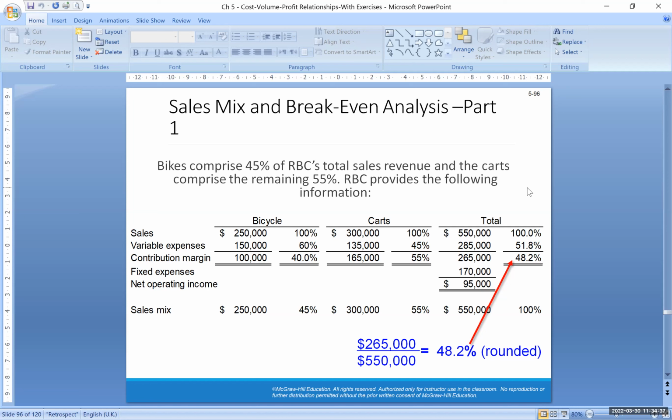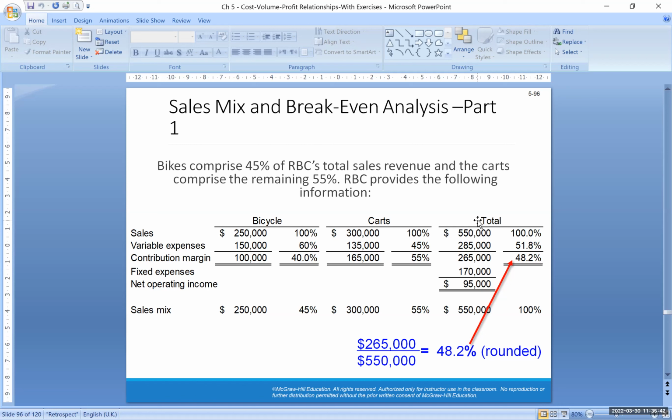I will comment on the percentages for these numbers. The variable expense for the bikes comprises 60% of the sales, which is 100%. If 60% represents the variable expenses, the remaining relates to the contribution margin, so 40%. Again, the relationship between the sales, variable expenses, and the contribution margin: the sales is the base, which is 100%. If 60% represents the variable expenses, the remaining 40% is related to the contribution margin.